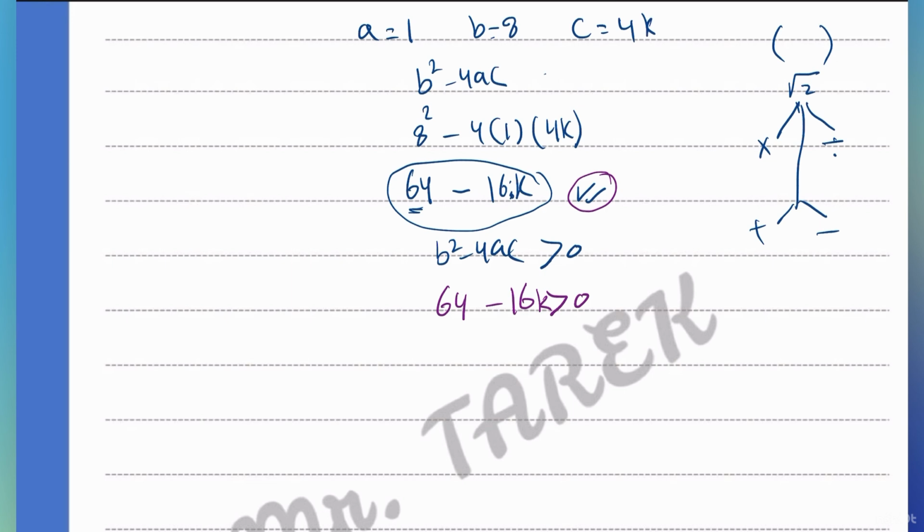Here I ask you, what is the type of this inequality? Is it quadratic or is it linear? As you see here, k is raised to power 1, that means this is a linear inequality.